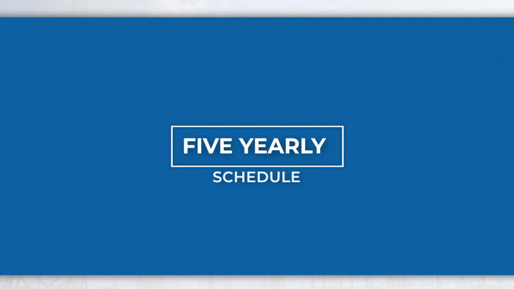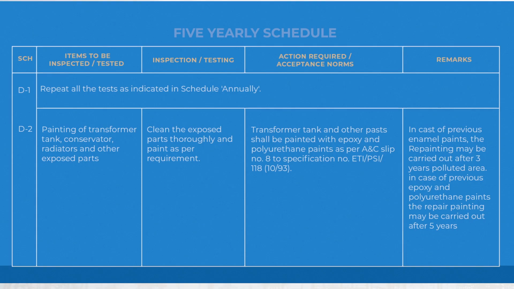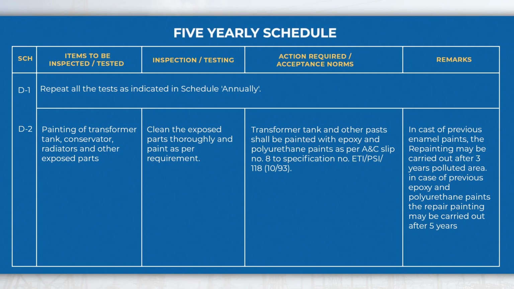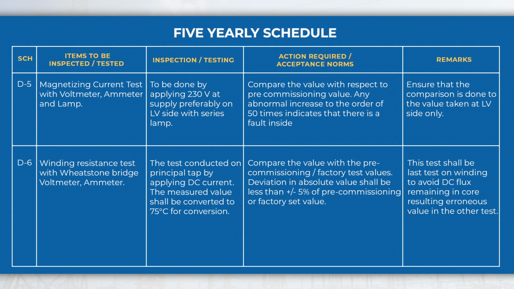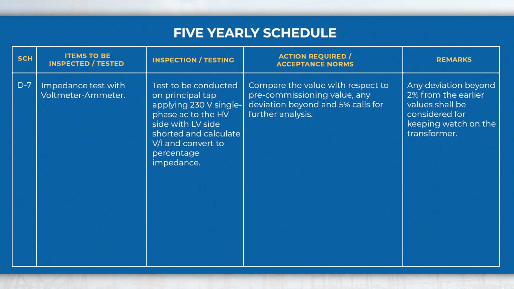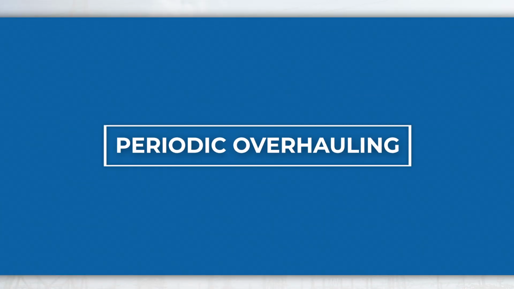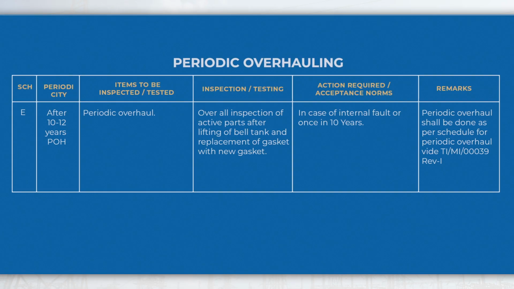In the 5-yearly schedule, some of the activities to be done are: do all the activities as per the annual schedule, clean the exposed parts thoroughly and paint as per requirement, check alignment of pipes, inhibitor content of oil, magnetizing current test, winding resistance test, and impedance test. Then periodic overhauling. In periodic overhauling, complete or active parts of the transformer are to be inspected.